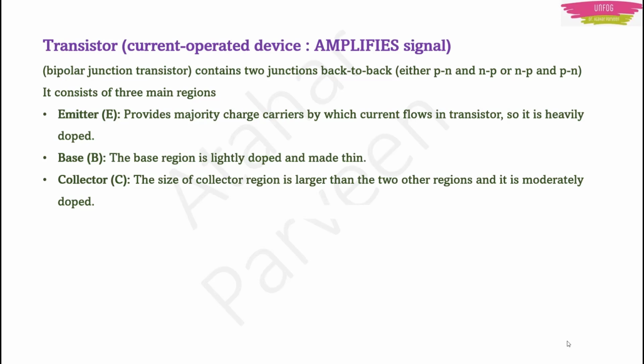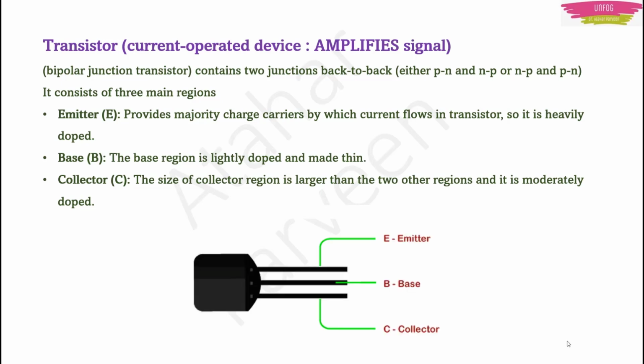Now this PN junction diode is used in a different way in transistors. Basically this transistor will contain 2 junctions back to back. Either it can be PN and NP, or it can be NP and PN. And basically these transistors consist of 3 main regions: one is emitter, second is base, third is collector. It looks like this. I am sure you must have seen it in the lab in your BSc, if you have done BSc lab practicals. I am sure you must have seen the transistor also.